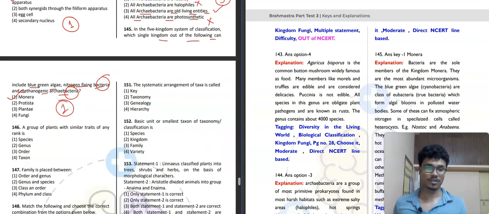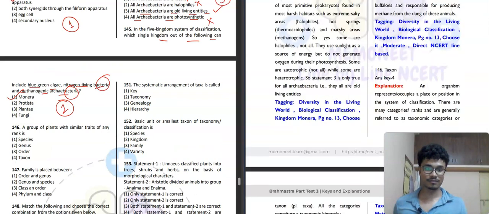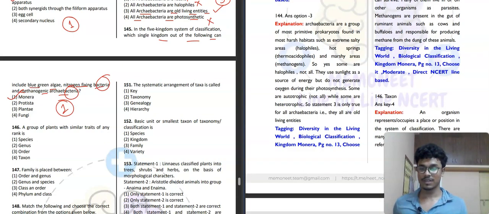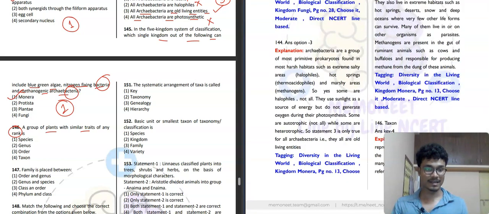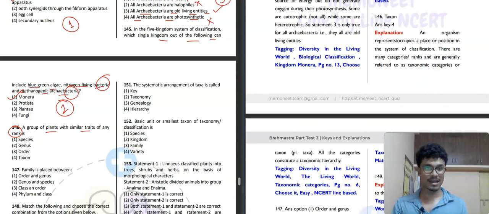Moving towards the next question, 146. It is saying that a group of plants with similar traits of any rank is species, genus, order, or taxon. So an organism occupies a place or position in the system of classification, and there are many categories or ranks, and these are generally referred to as taxonomic categories or taxon. So here the fourth option will be our correct answer for this question.